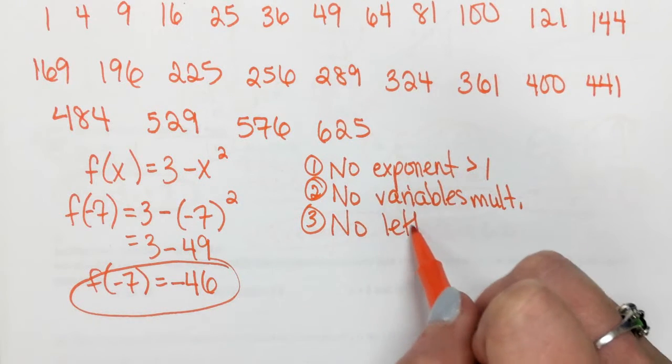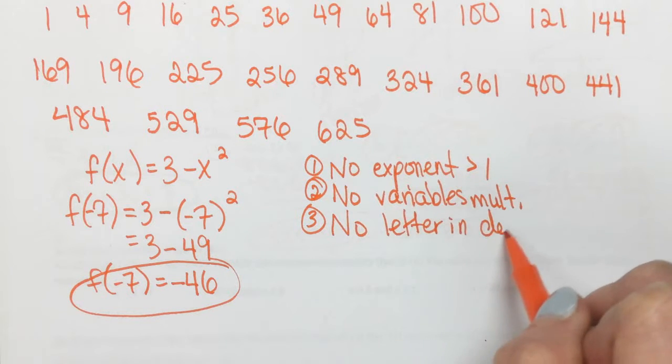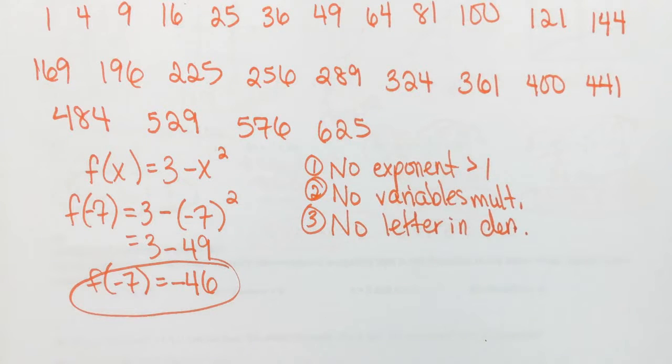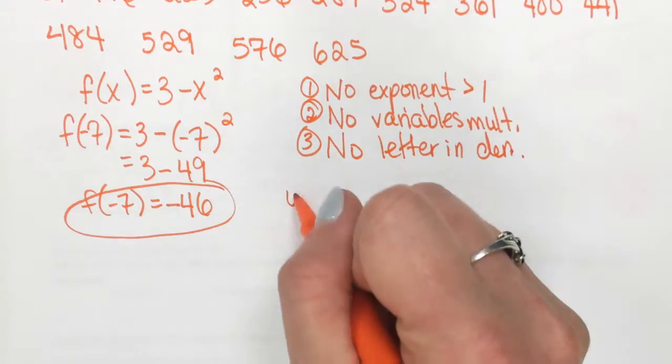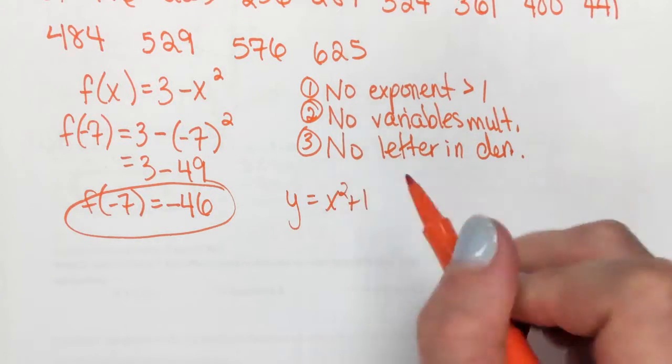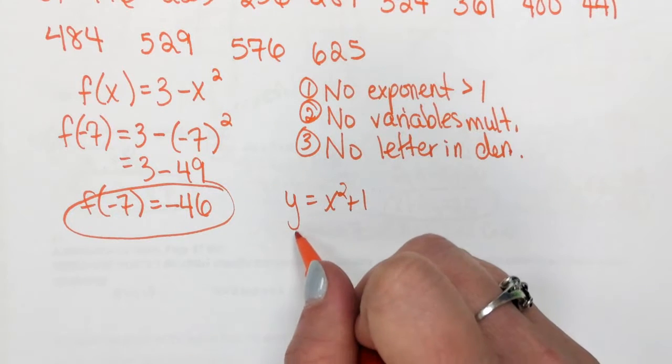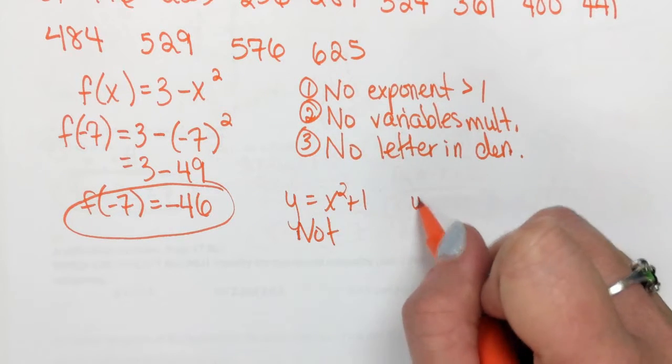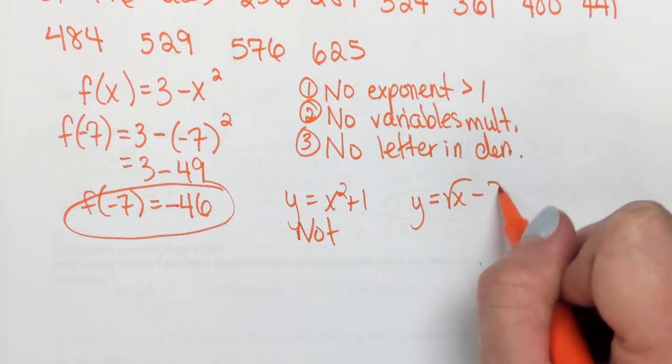No letter in denominator. Okay, this is linear. This is if it's linear or not linear, okay? All right, so here we go. Let's do some examples. What if I gave you this one? Linear or not linear? There you go. Not linear.